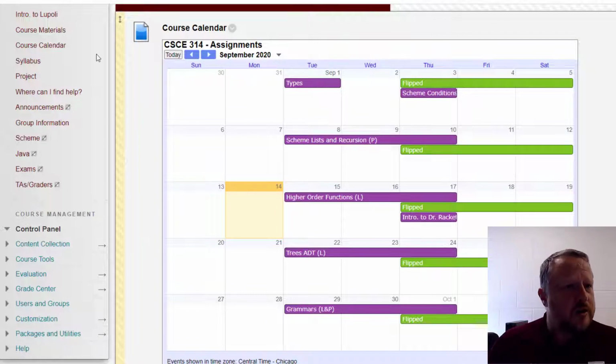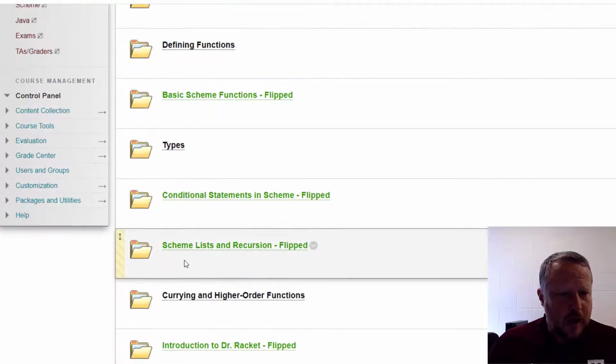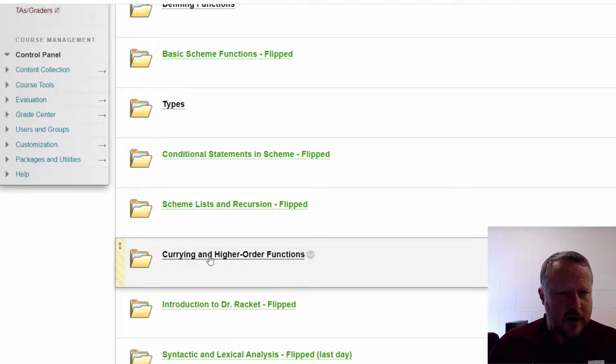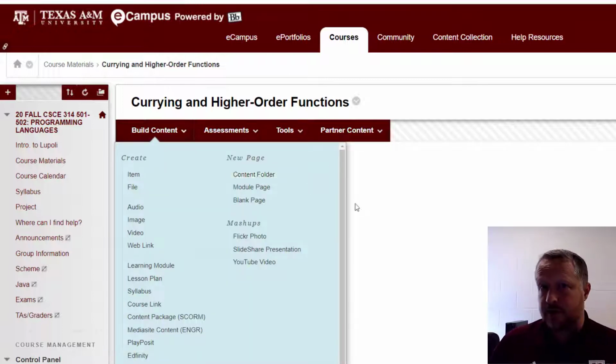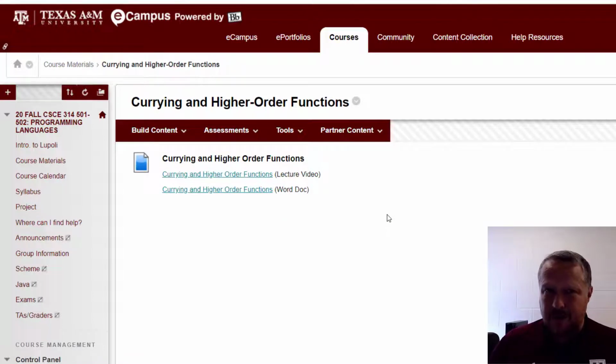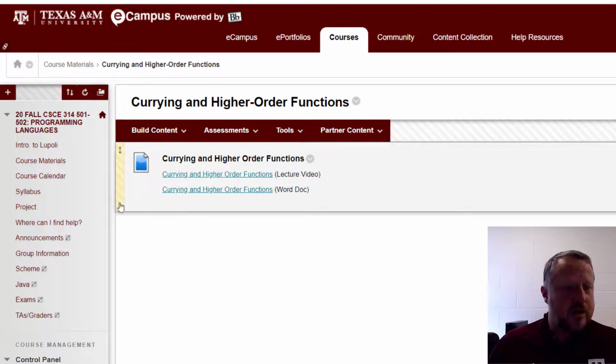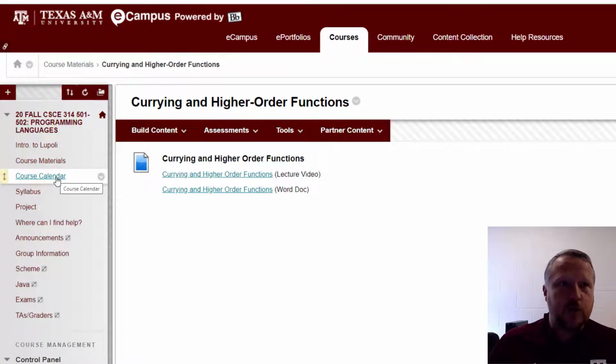So let's find where these are. They're going to be under course materials, higher order functions. There it is, currying and higher order functions, the lecture video and the Word doc. I don't think the video's all that long and the Word doc's not all that long either, but it's really important stuff for higher order functions because you can actually use that in C++ and in Java. So it's very nice to use a function as a parameter. It's really pretty neat.